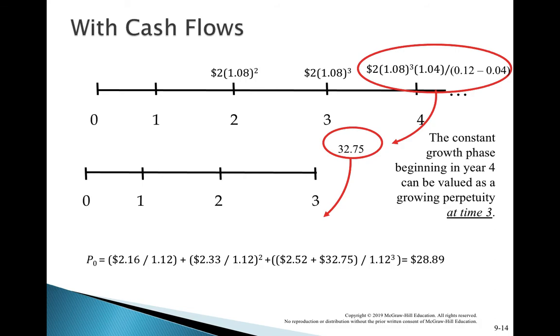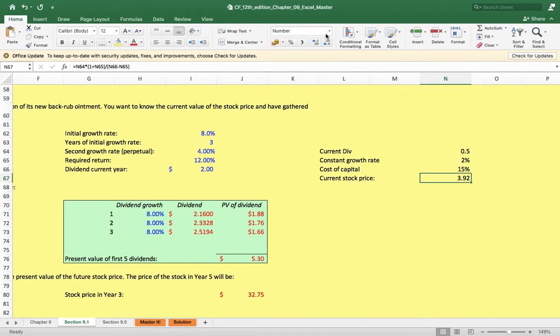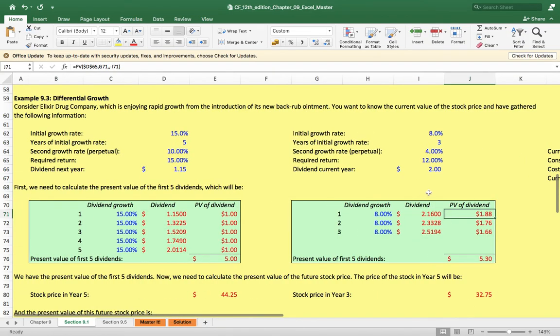But this way it is looking complicated. Now let us do the same exercise through the spreadsheet. Simply what we have done here. You see here the rates I have given, the same question, whatever information is given, we have written here. Initial growth rate is 8%. Number of years the initial growth will continue is 3 years. Second growth rate is 4% and required return is 12%. Dividend of current year will be $2.